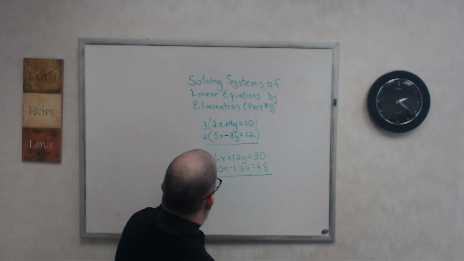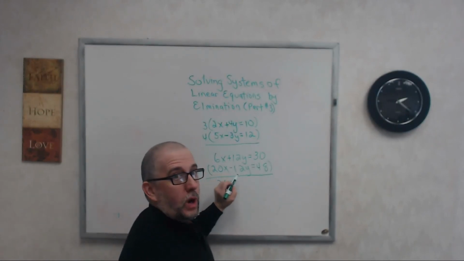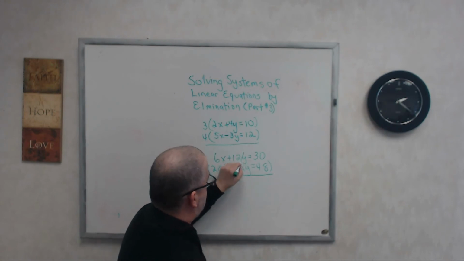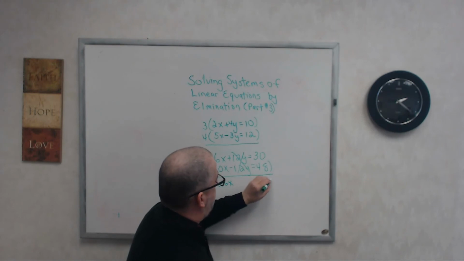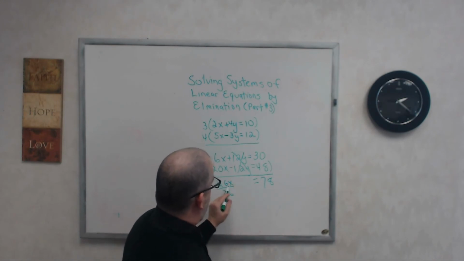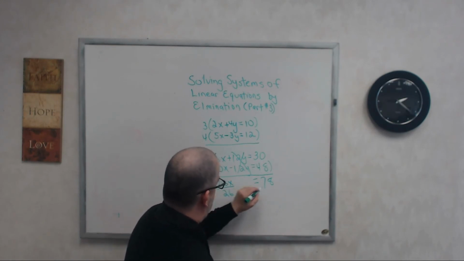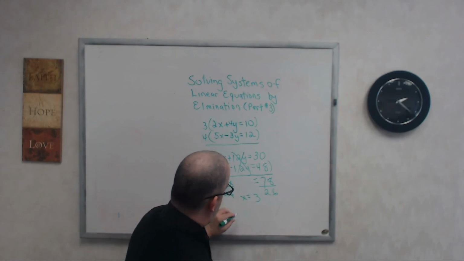Then we add the two equations together. 20 plus 6 is 26. The 12y minus 12y cancels out. And that's equal to 30 plus 48, which is 78. So we divide both sides by 26 to get the x alone. That cancels out, and we get x is equal to 3.